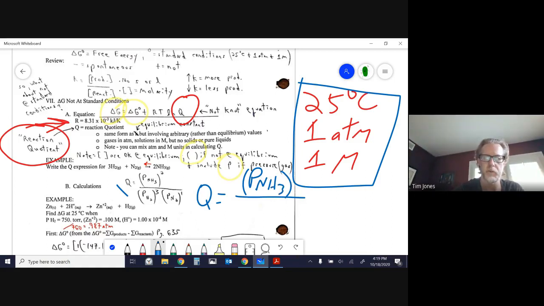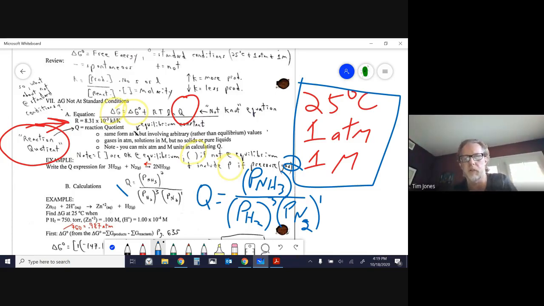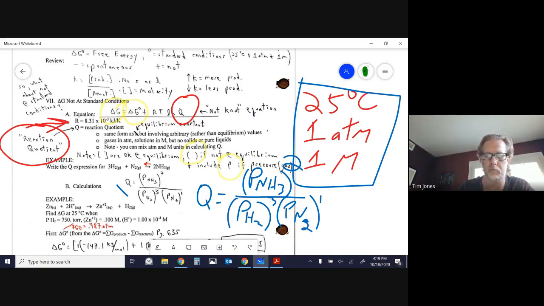You still do the coefficients raised, or the chemicals raised to their coefficients, and so on. You would do P H2 raised to the third, and P into, you don't have to write the one, but I do in this case to make it clear. And that's how you do a reaction quotient expression.